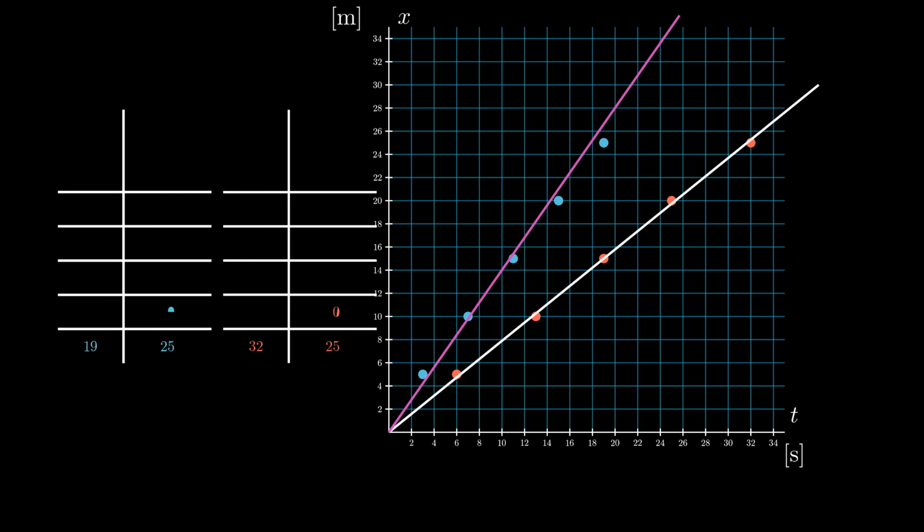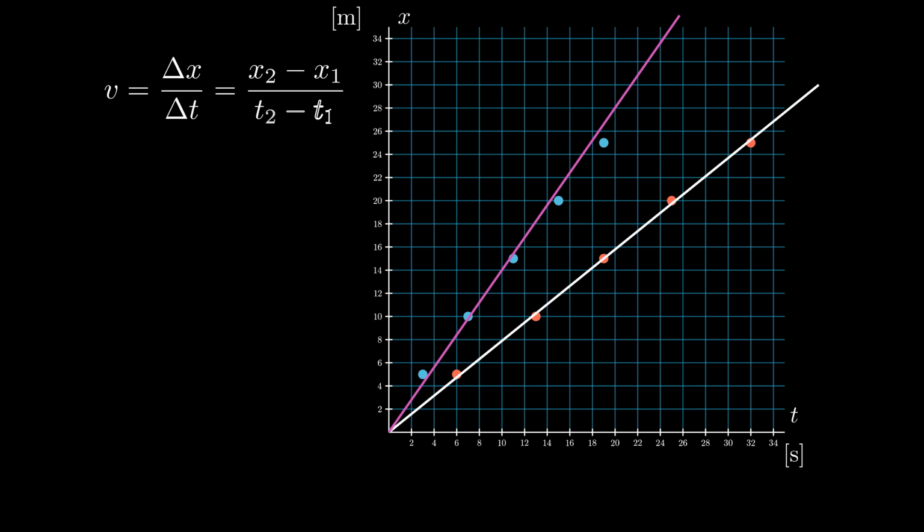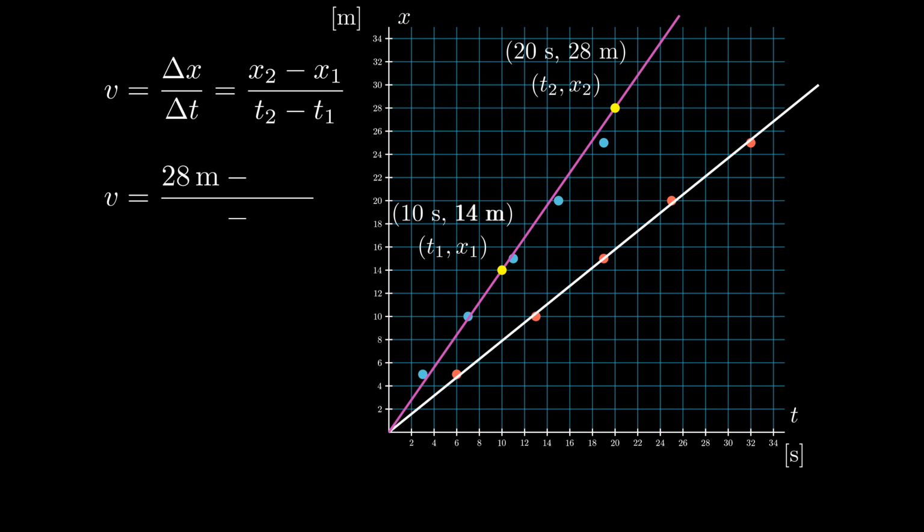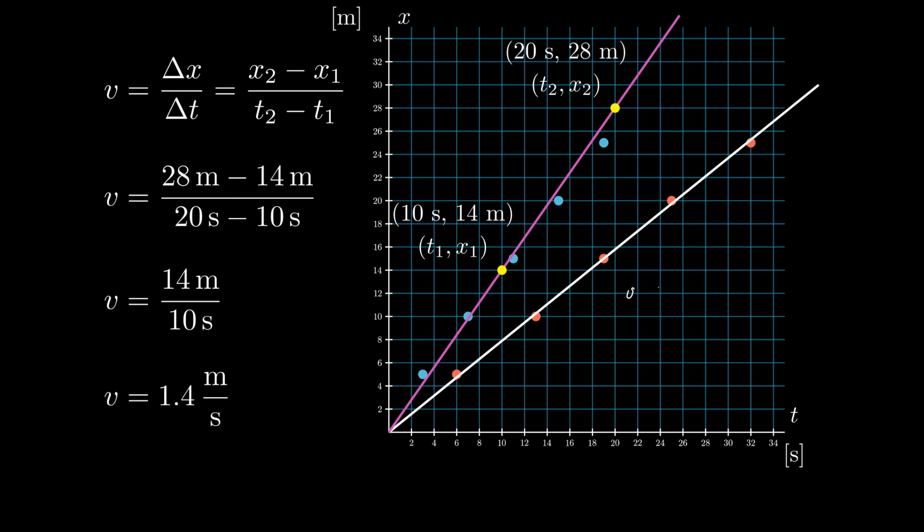Let's calculate the physical slope of the pink line, which is the velocity. Let's choose 2 points from the pink line and plug these points into the velocity formula. The numerator is the change in position, and the denominator is the change in time. Simplifying the calculation, we obtain a velocity of about 1.4 meters per second. In the previous video, we got the physical slope of the white line as 0.8 meters per second, and now we got the slope of the pink line as 1.4 meters per second. So these numerical values also show that in the latter measurement the walking was slightly faster.